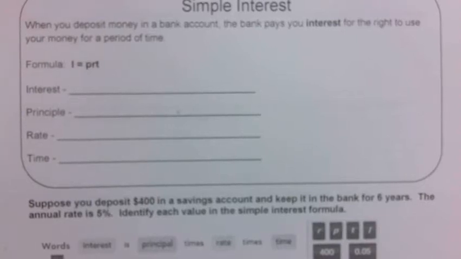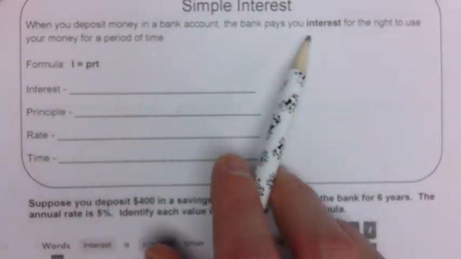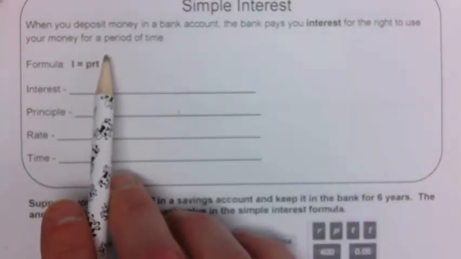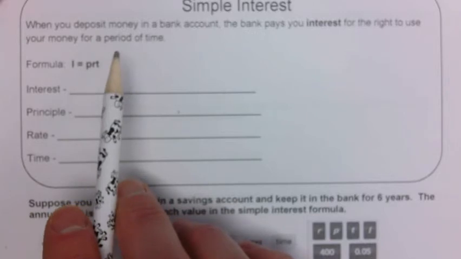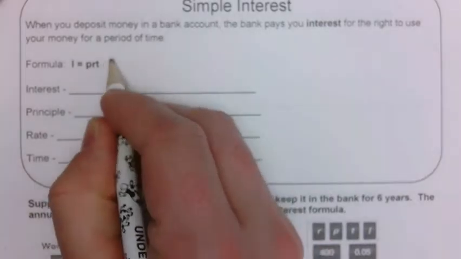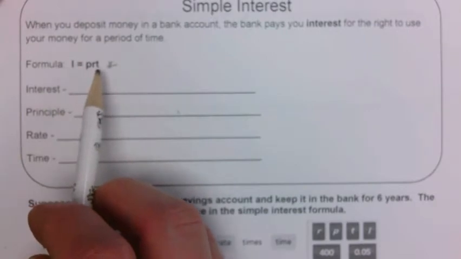In our lesson today, we're going to learn about simple interest. When you deposit money in a bank account, the bank pays you interest for the right to use money for a certain period of time. Okay, it works the other way as well. If you borrow money from the bank, then you're going to have to pay the bank interest for using their money. Our formula for simple interest says I equals P times R times T.